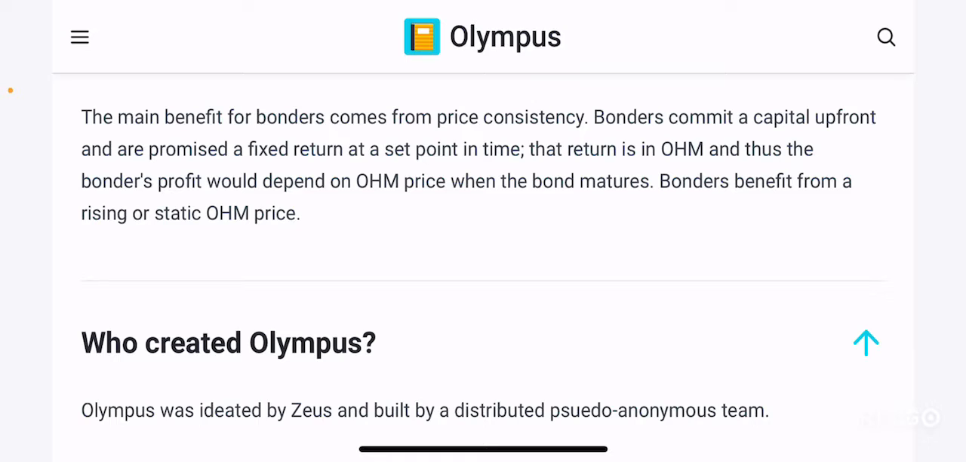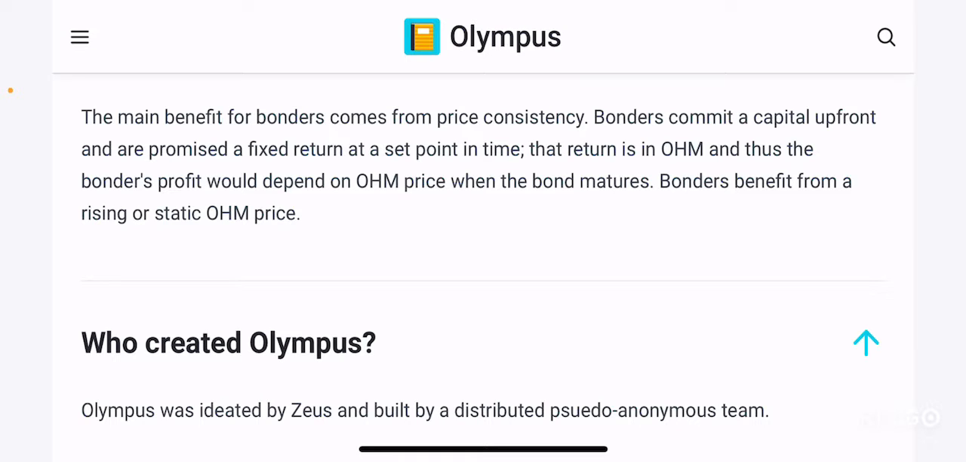The main benefit for bonders comes from price consistency. So again, think about this. For a staker, it's not a really big innovation, right? For people who are bonding their tokens, they get price consistency, which is the main incentive for people to bond their tokens, right? Bonders commit capital upfront and are promised a fixed return at a set point in time. That return is in Ohm, and thus the bonder's profit would depend on Ohm price when the bond matures. Bonders benefit from a rising or static Ohm price.